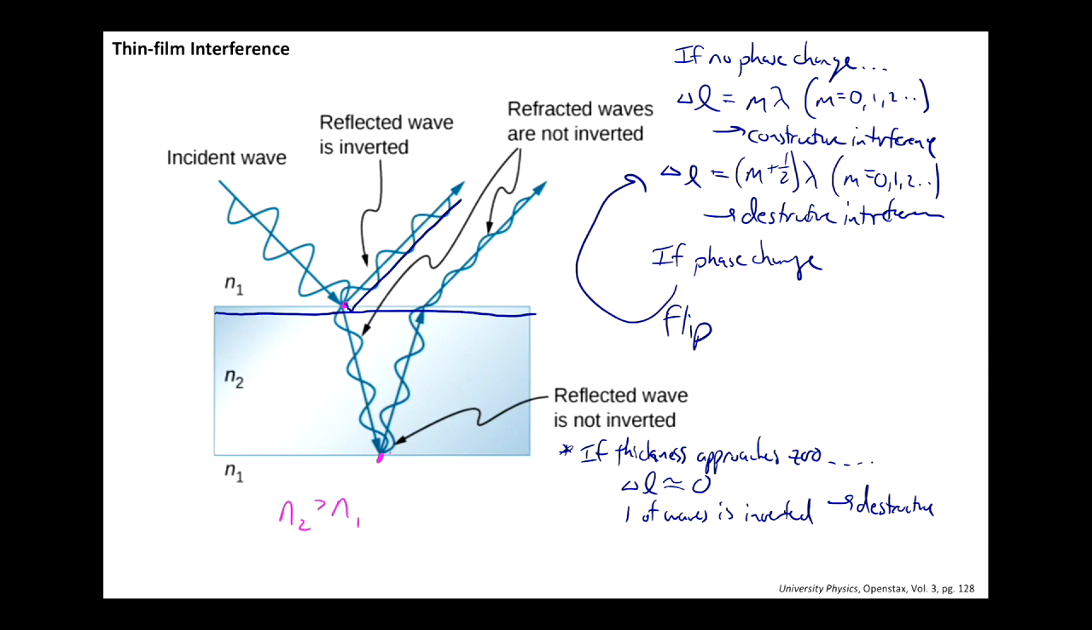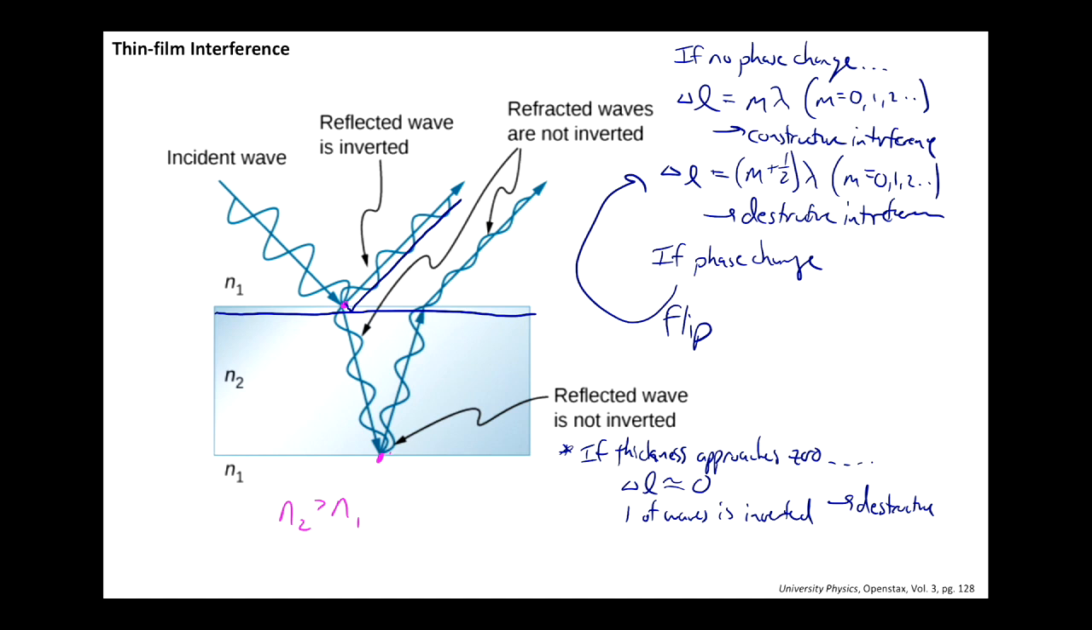It's not inverted at the bottom because it's going from higher to lower index of refraction as it passes from water back out into air. Okay? Yeah? There's no phase change just because the thickness is very, very thin? There's no phase change due to difference in distance traveled because it's very, very thin. There's still a phase change for the first wave because it's being reflected, and not for the second one because it's not being reflected off the top surface. Say that again? Yeah. Okay.